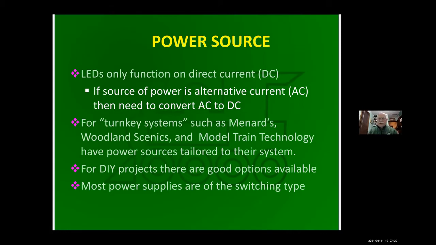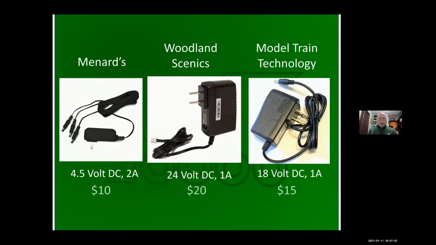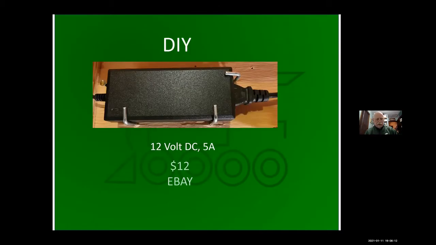Here are some examples of the stuff sold by Menards. They run at 4.5 volts, 2 amps, and that's a $10 fee for that. Woodland Scenics is a 24 volt system, $20 for their power supply, and Model Train Technologies runs at 18 volts. It would be nice if they were all consistent and interchangeable, but they aren't, and the power supplies are going to cost you. For us do-it-yourself folks, you can go to a lot of sources, like Amazon or eBay. I run 12 volt on my system. You can buy them anywhere from a couple amps on up to 8 or 10.